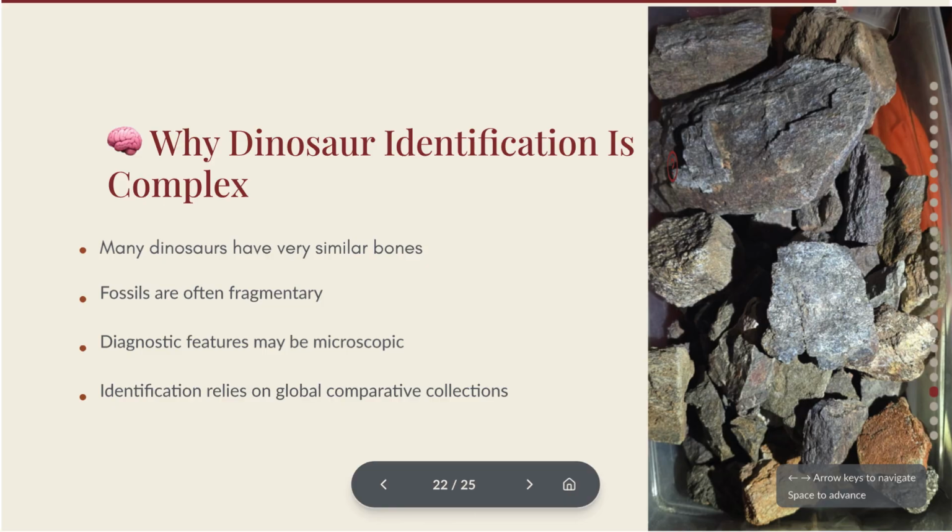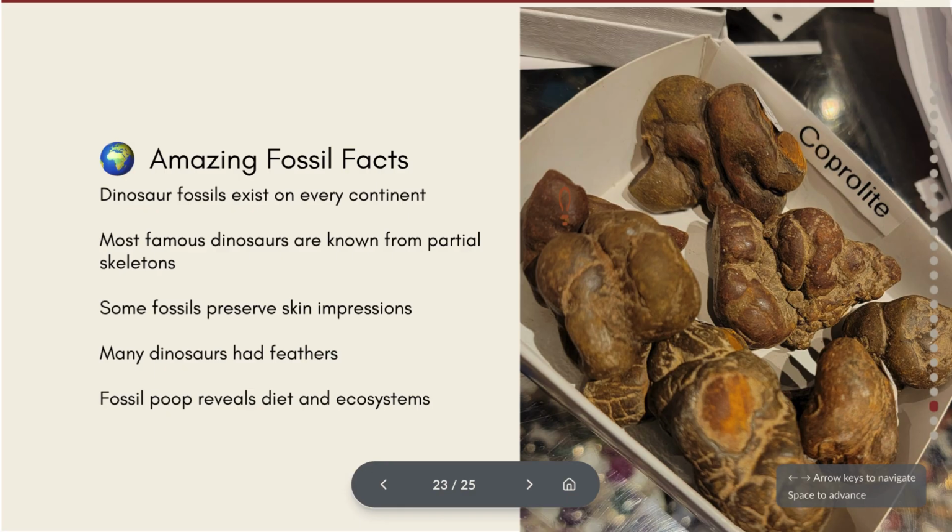Why dinosaur identification is complex. Many dinosaurs have very similar bones. Fossils are often fragmentary. Diagnostic features may be microscopic. Identification relies on global comparative collections.